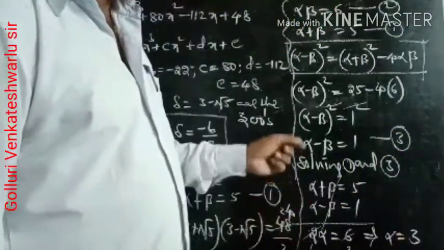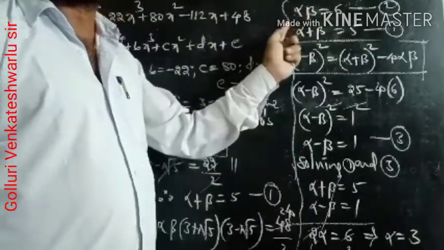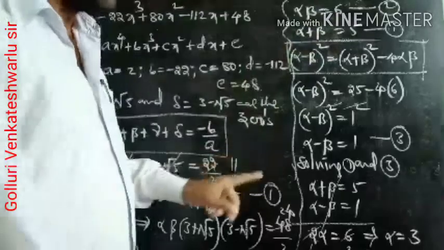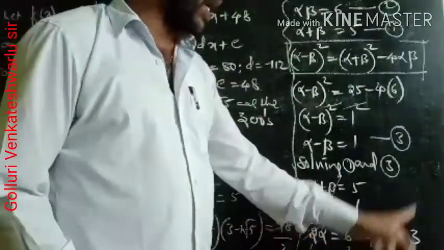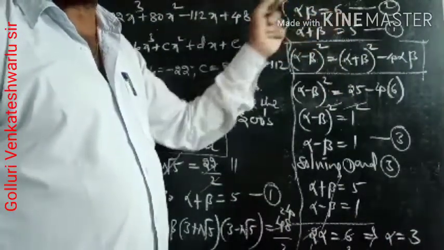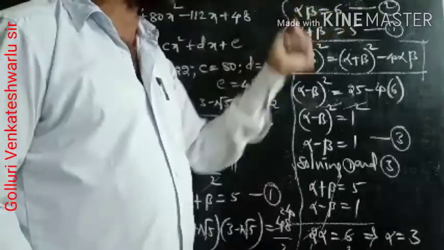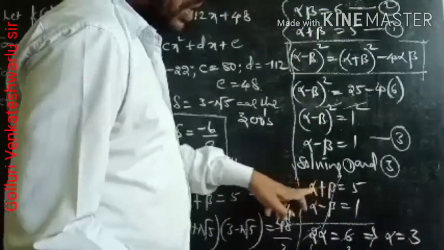Look here, what about the product of the two zeros? Alpha into beta is equal to 6 now. So what should be multiplied to 3 to get 6? The product of the two zeros is equal to 6, substituting the alpha value, or otherwise the sum of zeros will be 5.